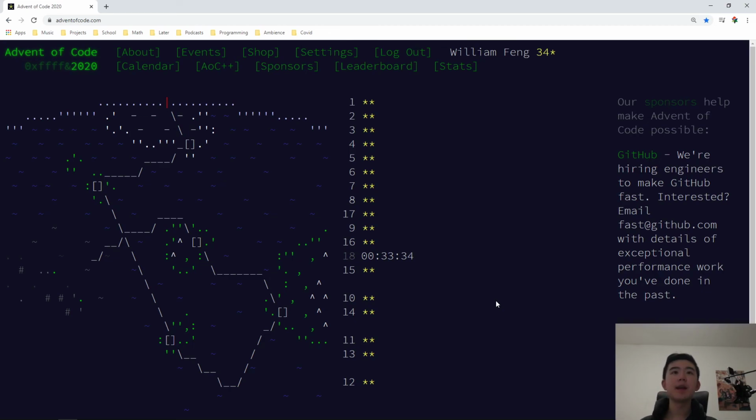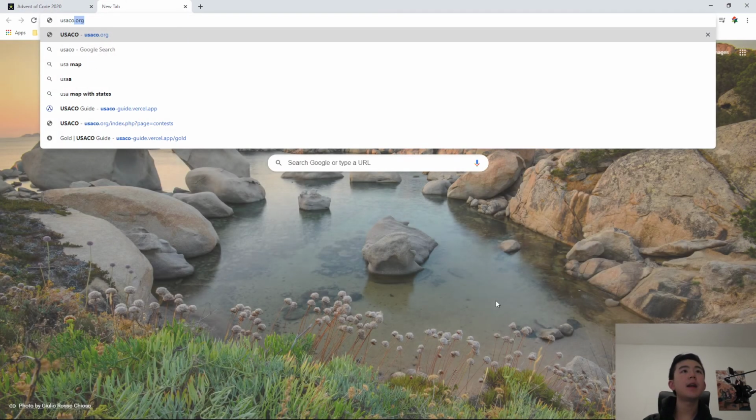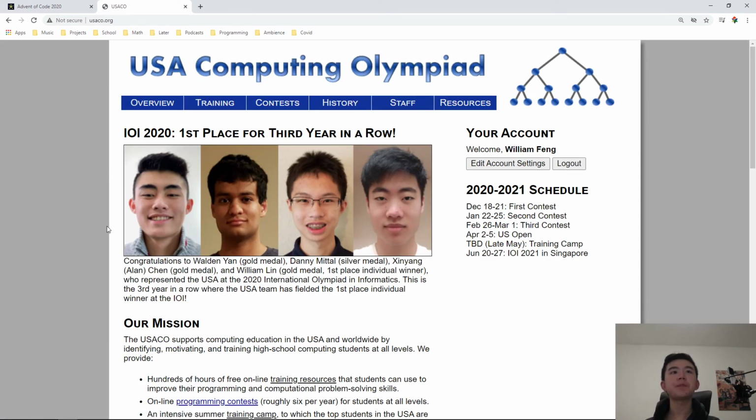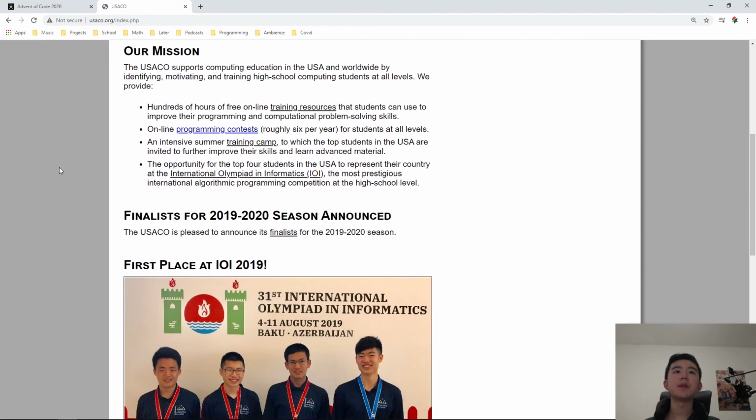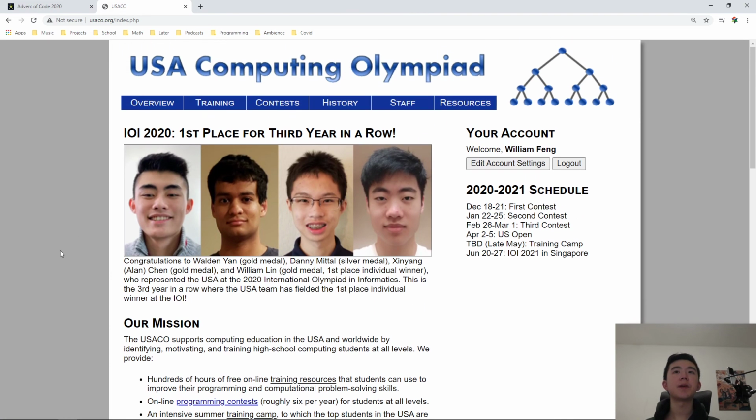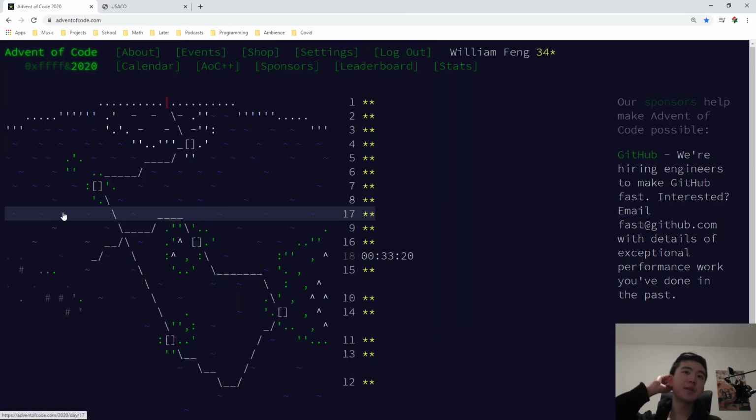USACO is coming up this weekend. That's the USA Computing Olympiad. Let's just go there. I don't know if there's an about page. There's an overview. Okay, this is the overview, so you can just read this. I'll put a link to USACO in the description as well, but you can search it up. It's usaco.org. Pretty simple.